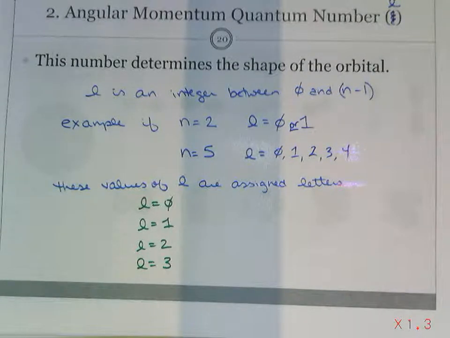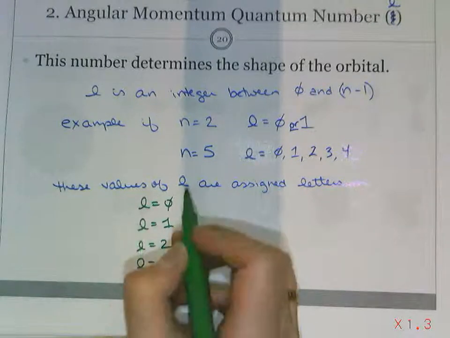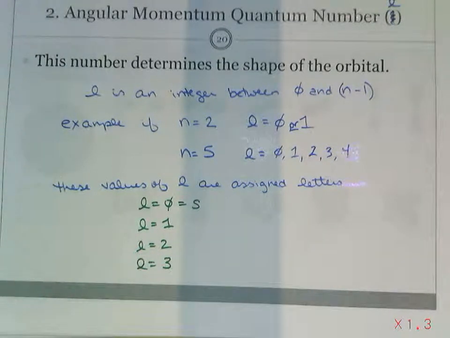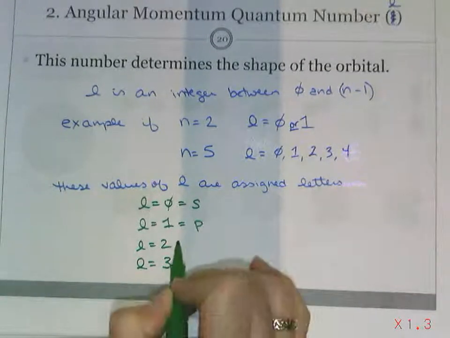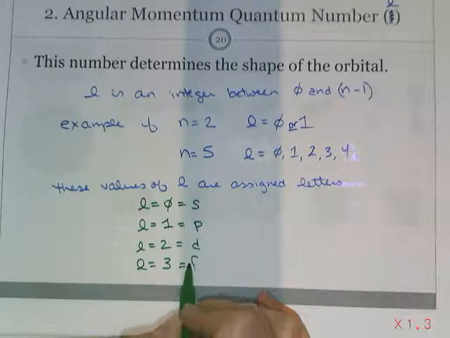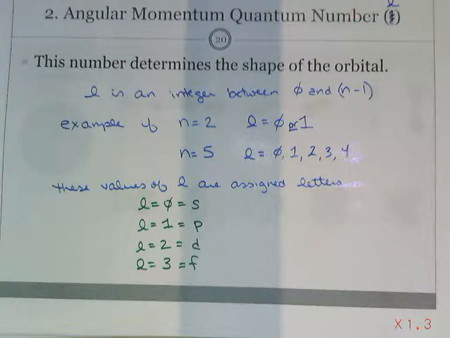If you have an L equal to 0, we call that S. So those are all equivalent. L equals 0, L equals S. If L equals 1, that's equal to P. L equals 2, that's equal to D. And L equals 3, that's equal to F. This will make sense once we put it all together.